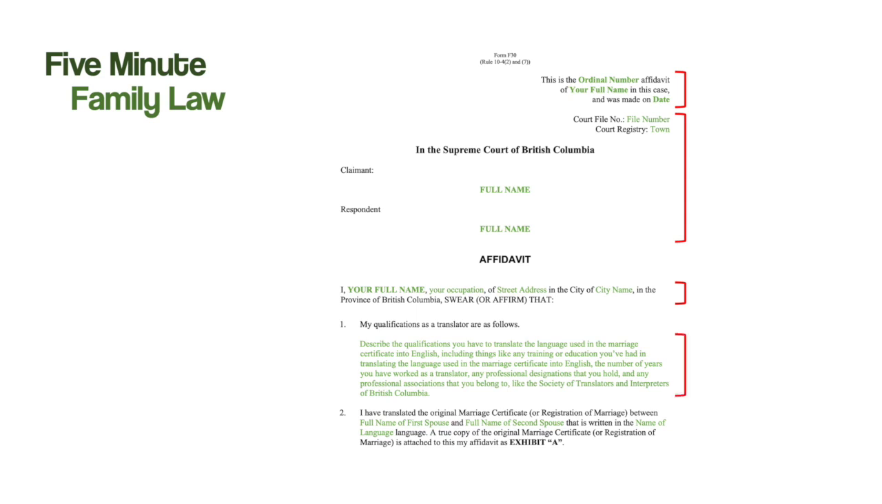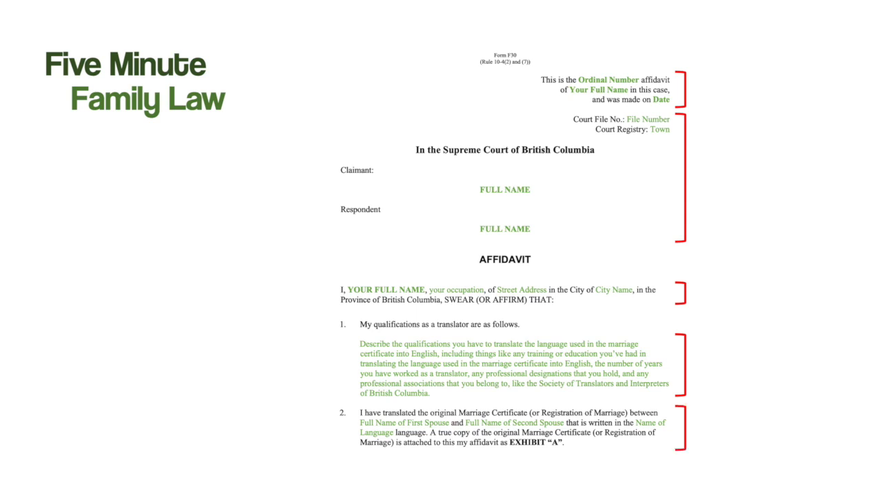Below that, in paragraph 1, you're going to want to describe the qualifications the translator has. So you'll want to talk about any special education or training you've had as a translator, the number of years you've worked as a translator, any particular professional designations you have, and any memberships you have in any professional associations, again, like the Society of Translators and Interpreters of BC.